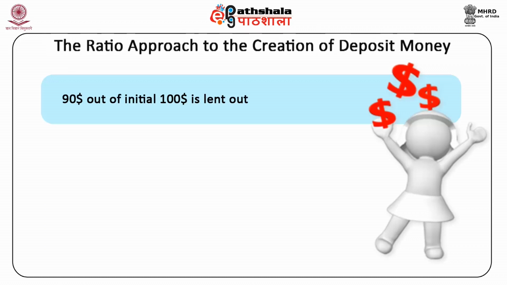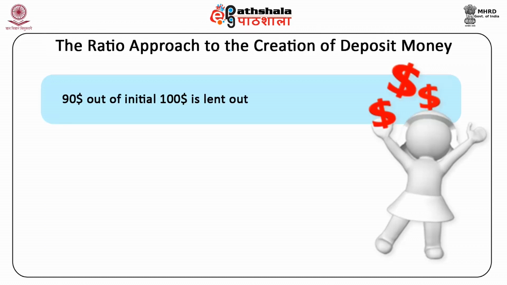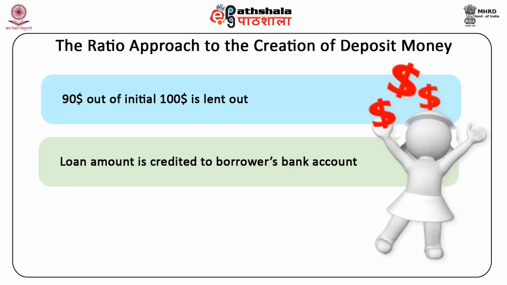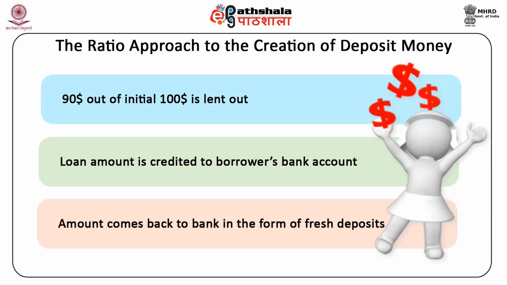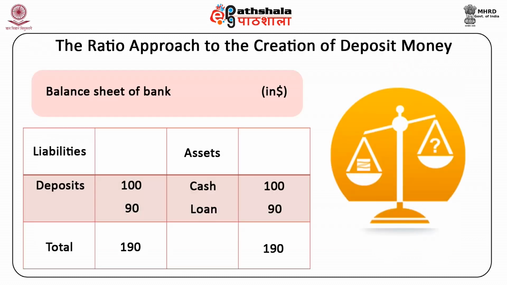So, $90 out of the initial $100 is lent out. When it is lent to a person, the loan amount is credited to the borrower's bank account, which he can use wholly or partly. In any case, the amount that is loaned out comes back to this bank in the form of fresh deposits. The balance sheet of the bank will be like the given table.